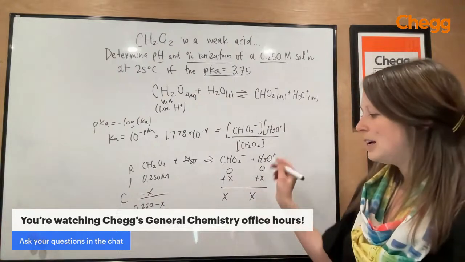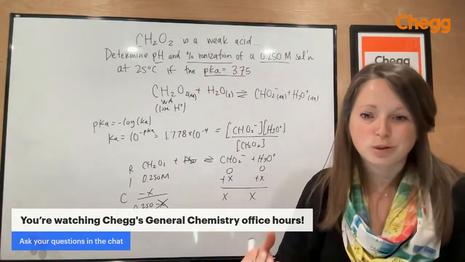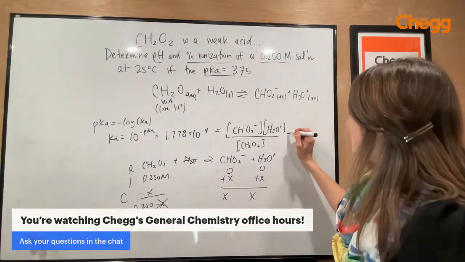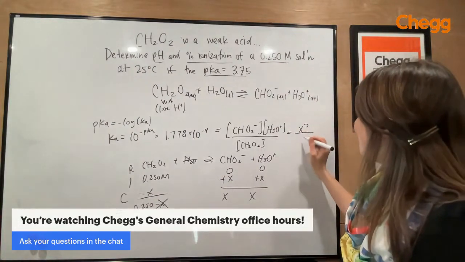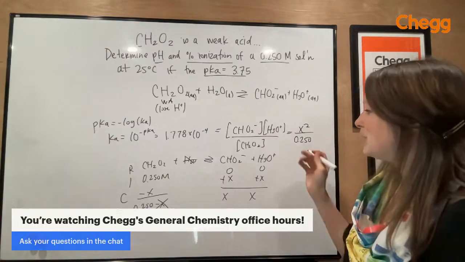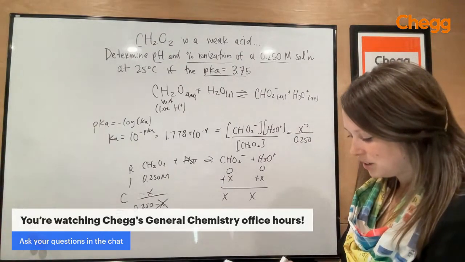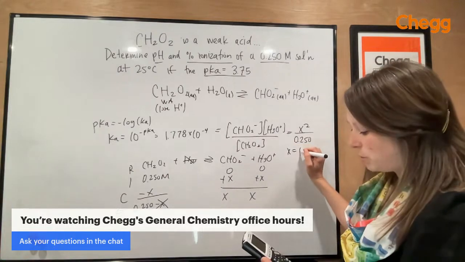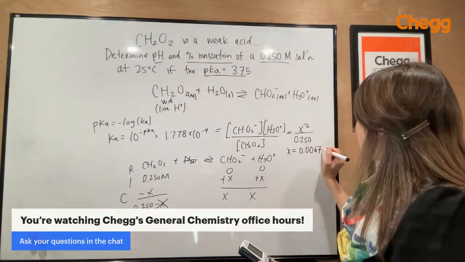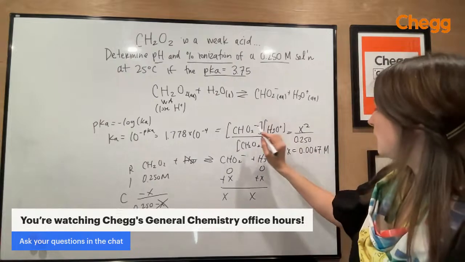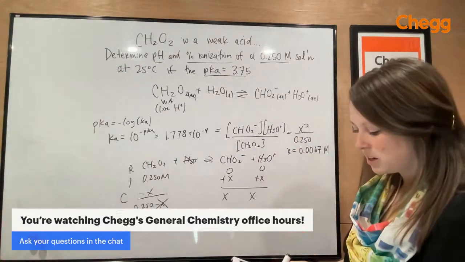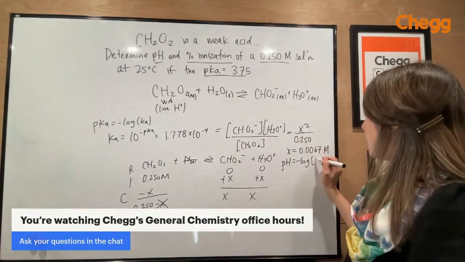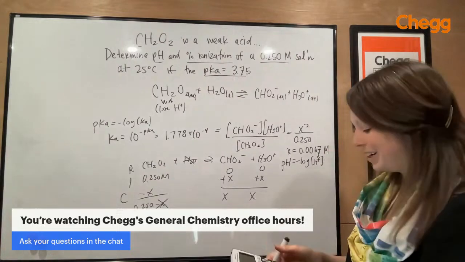Equals x and x. So with this, we are going to assume that x is so small compared to that, that the percent ionization is less than 5%, so we can just negate that. So this ends up being x times x, so x squared over that 0.250. So now all we have to do is solve for x. In this case, x is going to be equal to 0.0067. This is molar because we're looking at the concentration. So that is my H plus concentration. So then the pH is the negative log of H plus, which is that value here.